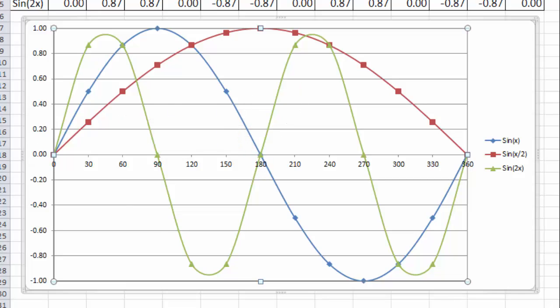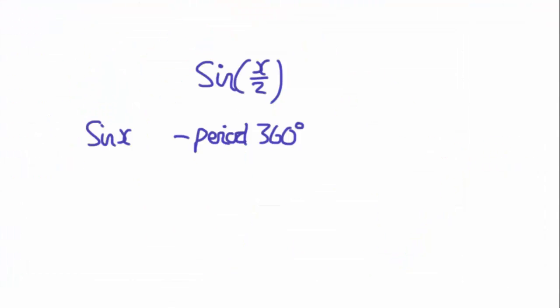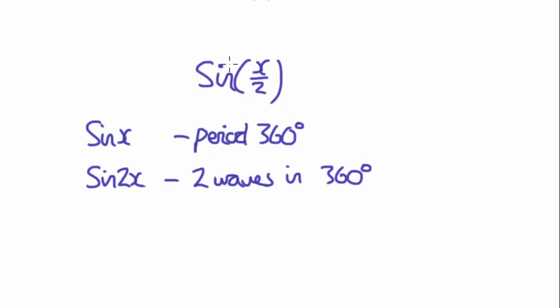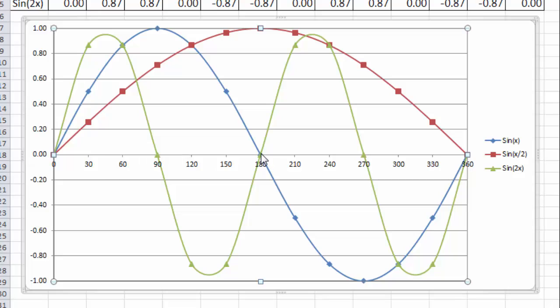Okay, so if you have sine 2x, we actually see that there's two waves in the 360 degrees. Okay, so to actually work out the period of that graph, you would just say 360 divided by 2 equals 180. Okay, so that confirms from us looking at it that it was indeed 180, but you might not have the opportunity to graph it all the time. So this is the quick way of doing it.